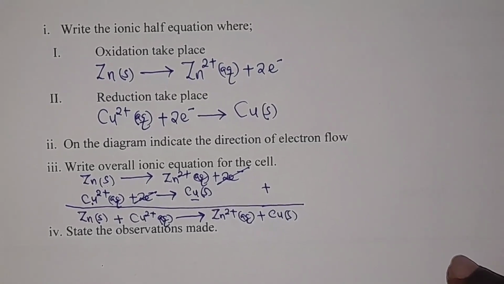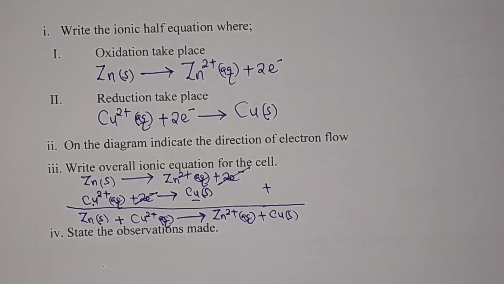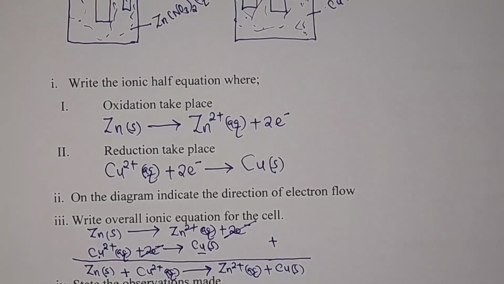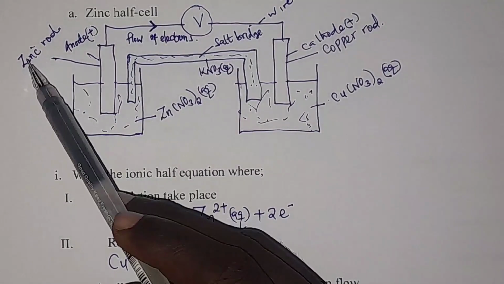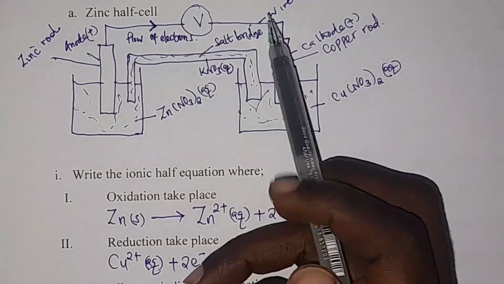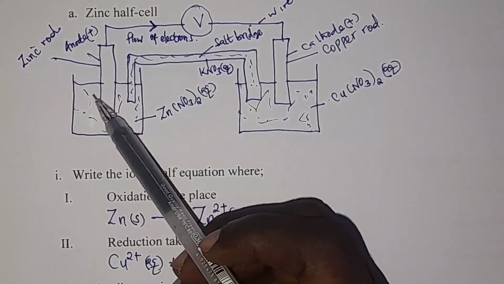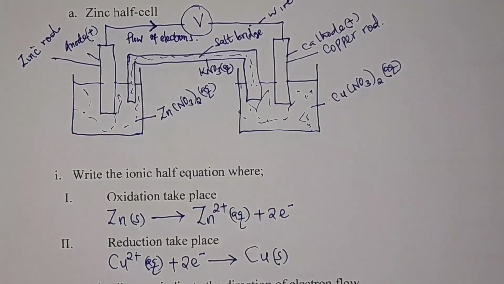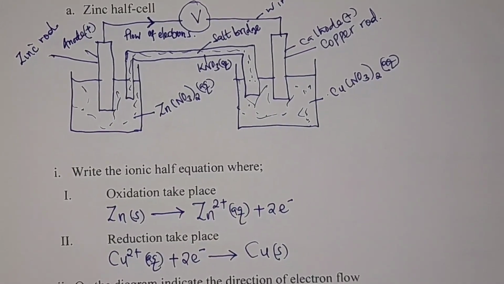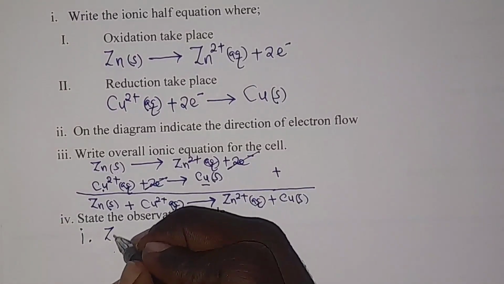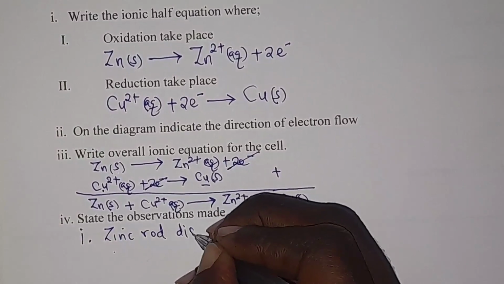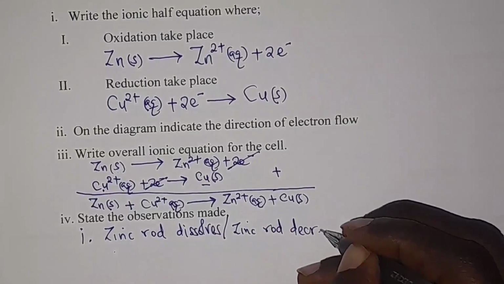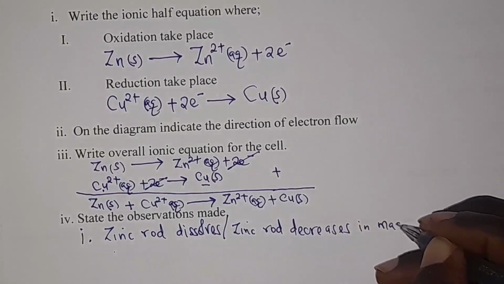Next, I'm told to state the observations made. So here we have several observations. For the first observation, we can check the electrochemical cell. This zinc rod or zinc electrode loses electrons. That's what we have said. When it loses electrons, it wears out and goes into solution as zinc 2+ ions. So the observation that we are going to see on this rod is that the zinc rod dissolves or decreases in mass. That will be the first observation. So we can say the zinc rod dissolves, or in other words, the zinc rod decreases in mass.